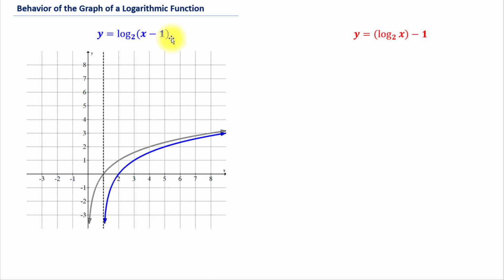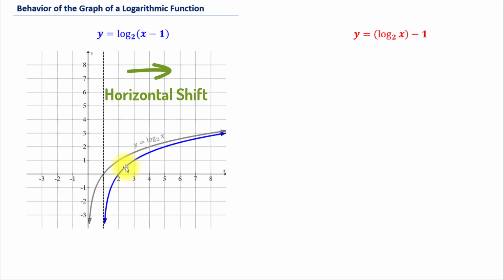Well, when a number is being subtracted or added right next to x, that indicates the horizontal shift of the basic function. In particular, to obtain the graph of the given logarithmic function, we can take the graph of the basic function, logarithm of x with base 2, and shift it 1 unit to the right. The horizontal shift or translation is always opposite to the sign in front of the number. -1 means shift to the right. And here is the graph.